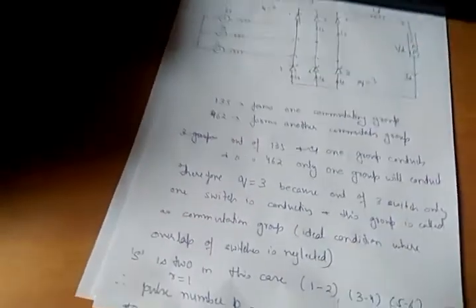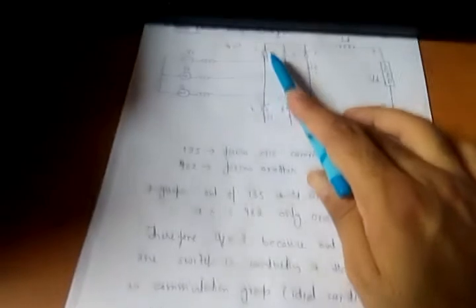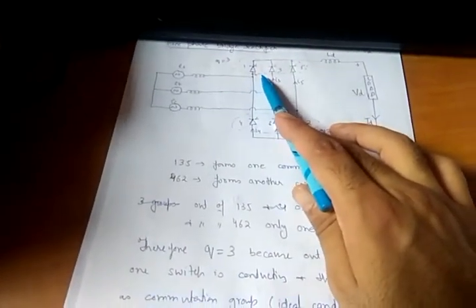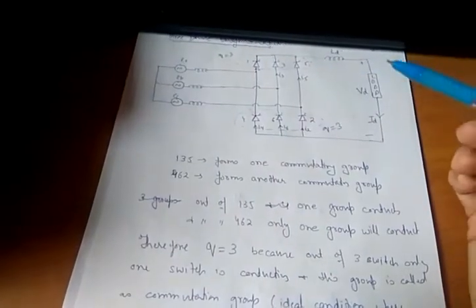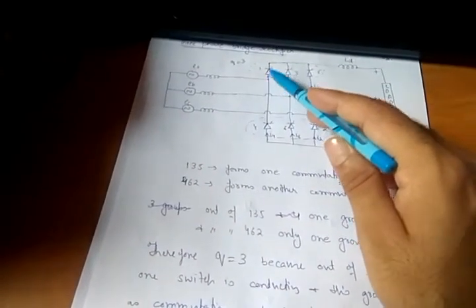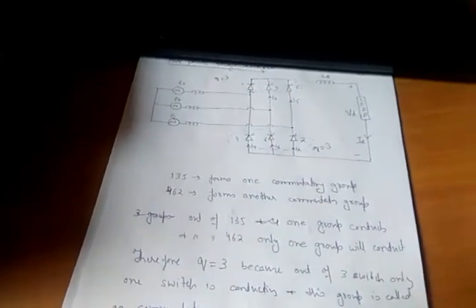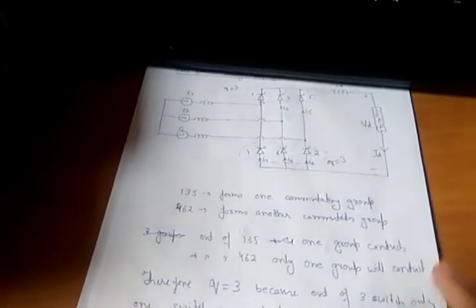So I am saying during ideal condition, one will conduct at a time. During ideal condition means when there is no overlap of switches. At that time only one valve will conduct at a time from the upper group, and one will conduct at a time from the lower group. Therefore Q will be equal to 3.